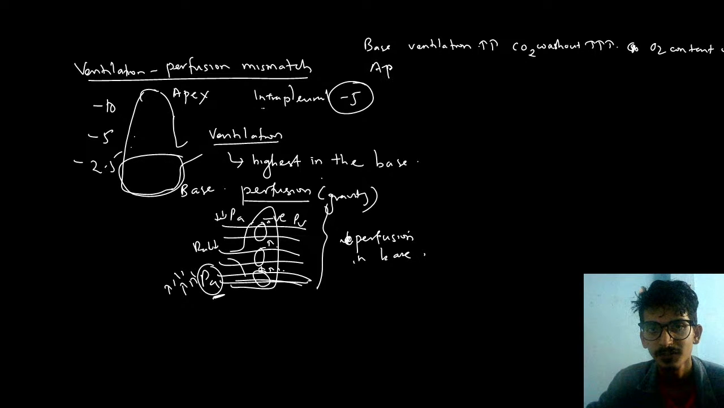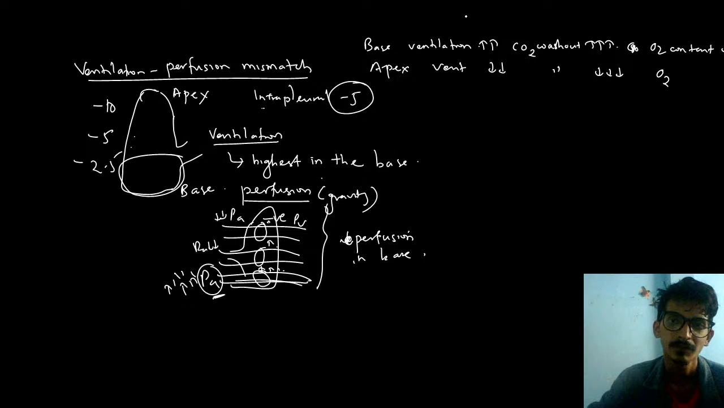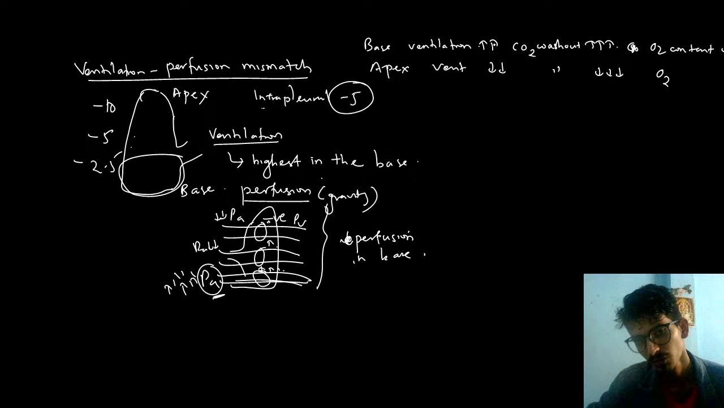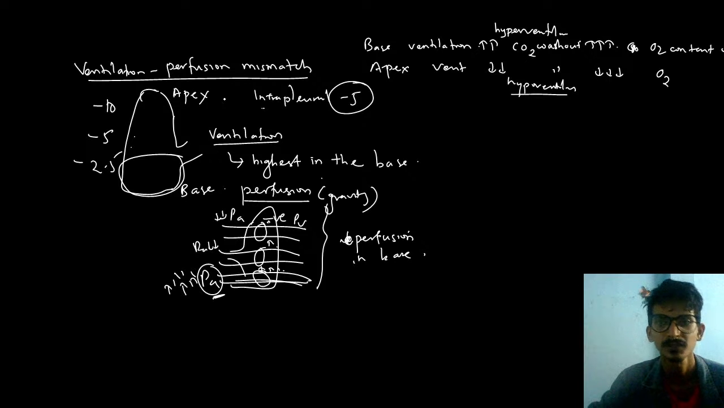whereas in the apex, ventilation is less, so carbon dioxide washout is less. That means the apex is the hypoventilated area, while the base is the hyperventilated area. Less ventilated area, apex. So oxygen content is more.